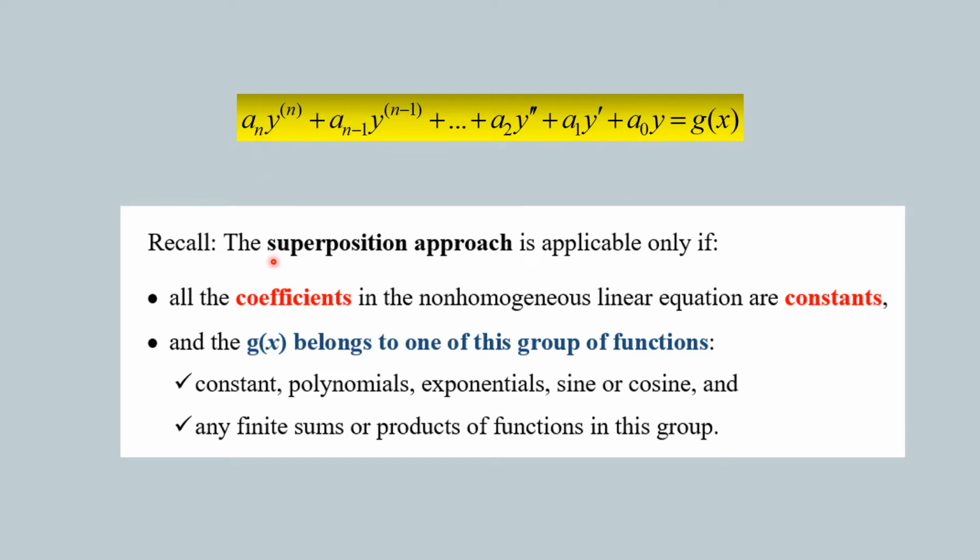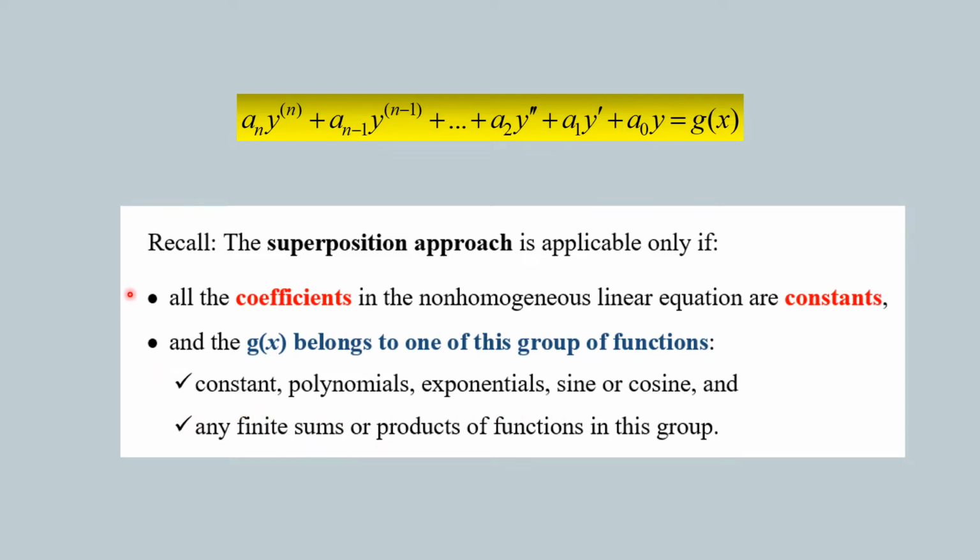So to apply this superposition approach, two conditions must be met. Firstly, the coefficients in the equation must all be constants. And secondly, the g(x) must belong to only one of this group of functions. The g(x) can be a constant, a polynomial, an exponential function, or a sine or cosine function. Or g(x) can be any finite sums or products of functions in this group.